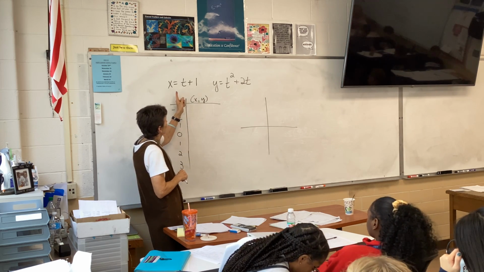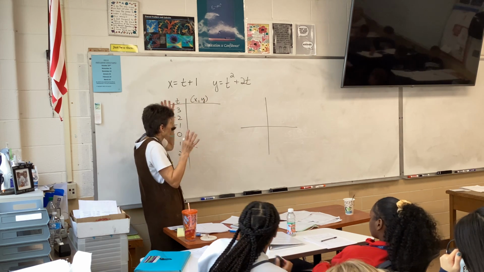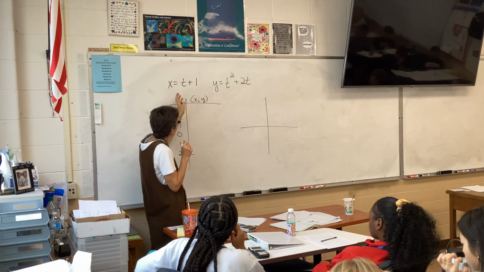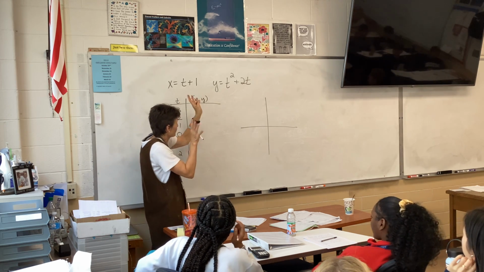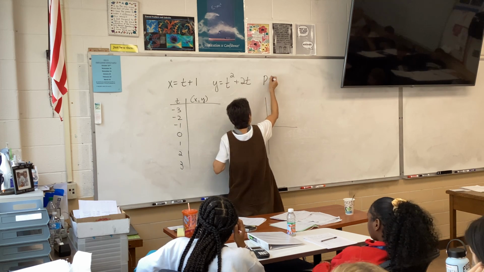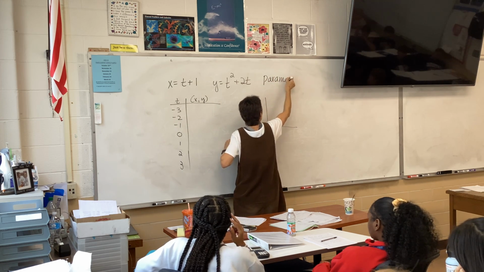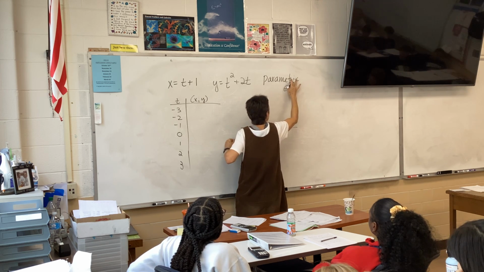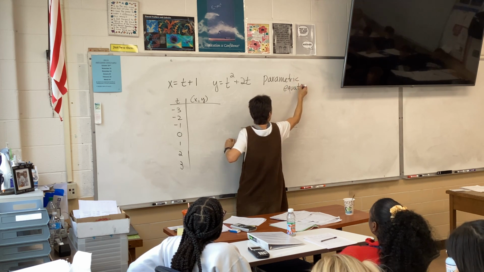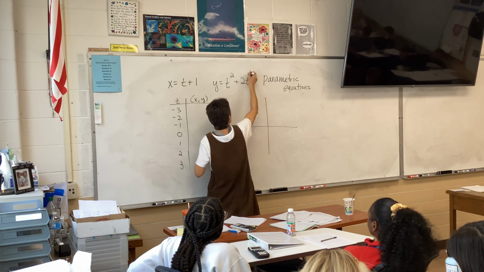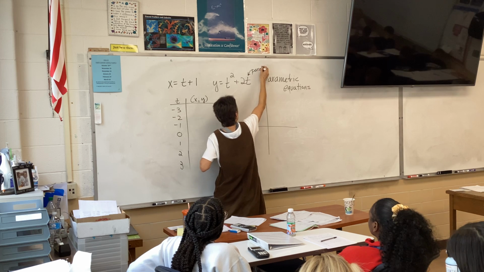These equations look weird to you, because we have our x and our y, but then we got this other variable thrown in there, t. These are called parametric equations. And t, the letter t, is called the parameter.